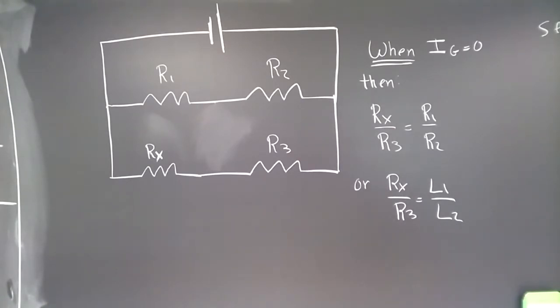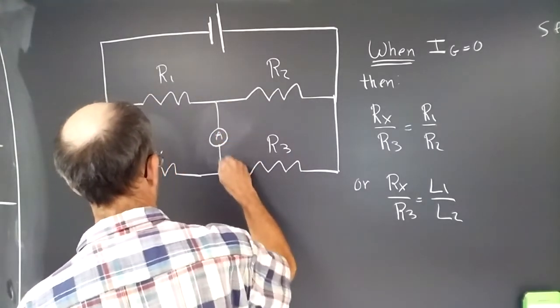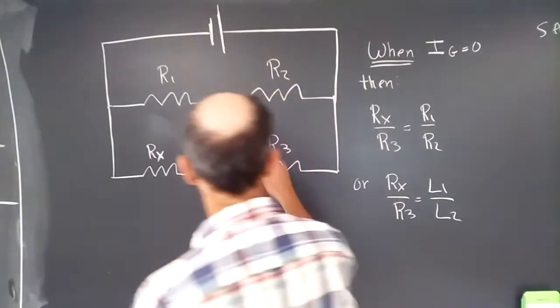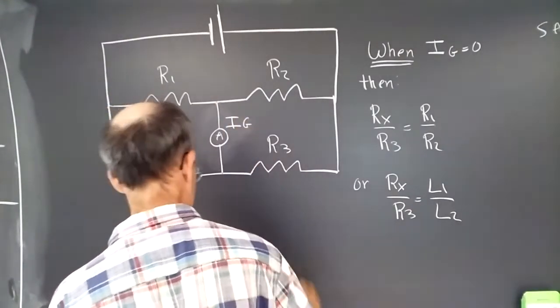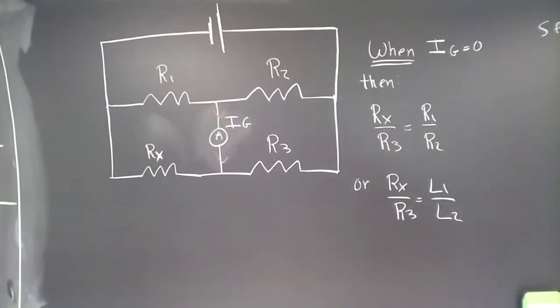Let me add something to this diagram really quickly. Okay, let's say I just added this ammeter in between there in that gap. Okay, so let's say we're trying to measure that current. We're going to call it IG. So IG is that current right across that middle strip right there. All right. We're going to measure that current.